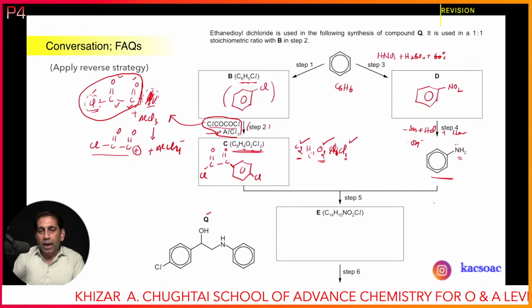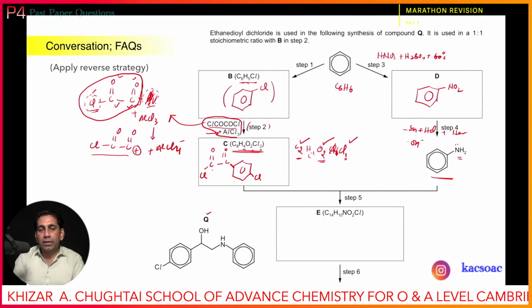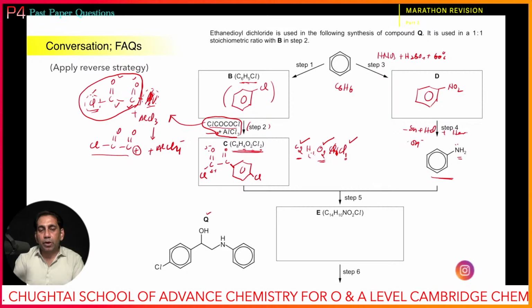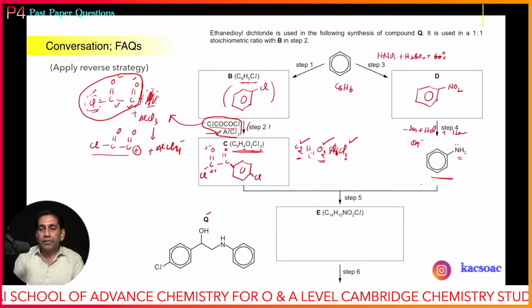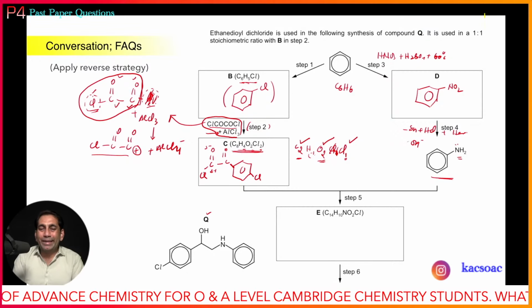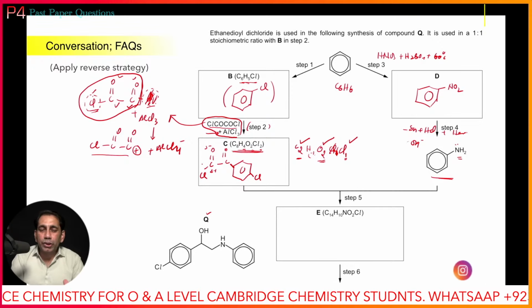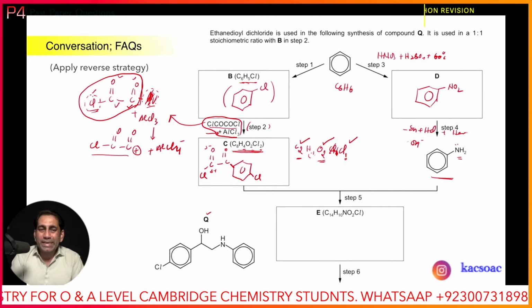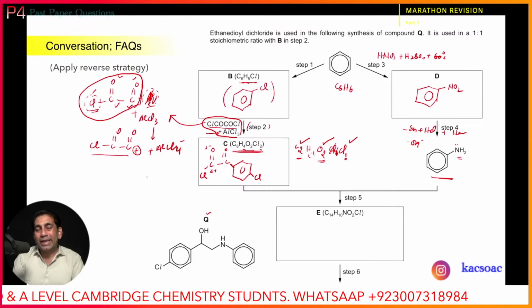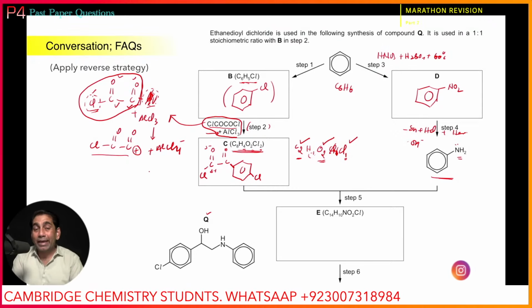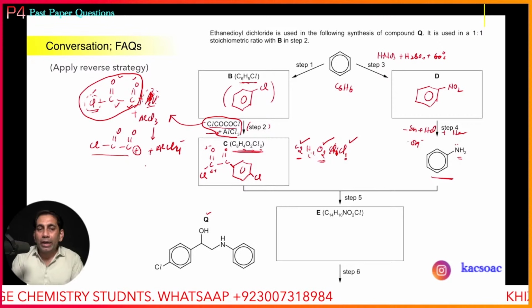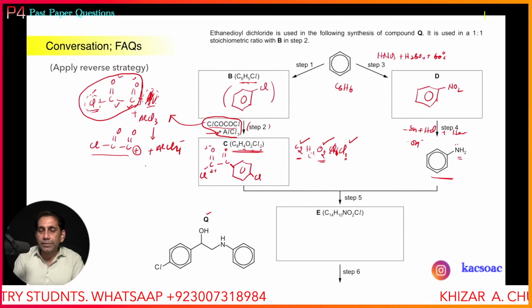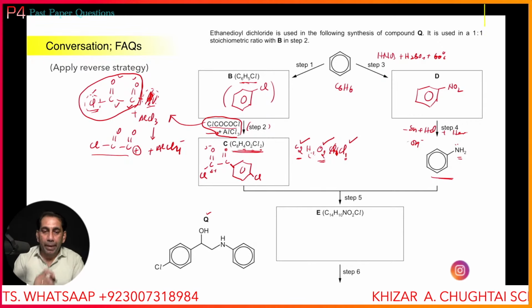In my opinion, I think it will attack on this carbon atom. This is a partial positive carbon and this is a partial negative oxygen. So it will attack on this carbon, and this is called basically addition elimination mechanism. Basically, all acyl chlorides give addition elimination mechanism.